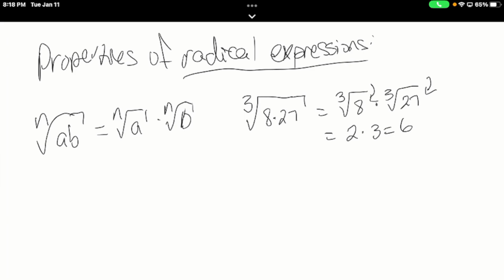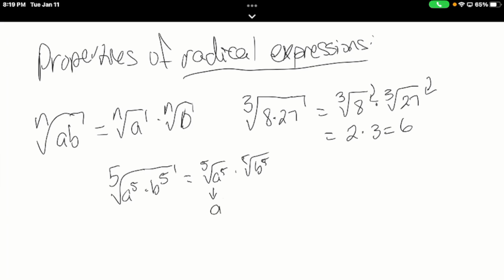So the second example I'm going to do is going to be the fifth root of, let's see here, a to the fifth times b to the fifth. So I'm going to do the same exact thing. Break it up into the two fifth roots. So I've got the fifth root of a to the fifth times the fifth root of b to the fifth. And what I see here is whenever I have a fifth power and a fifth root, they cancel out to just 1.